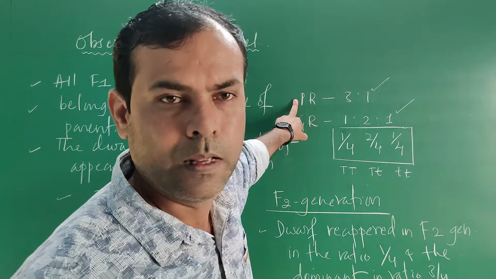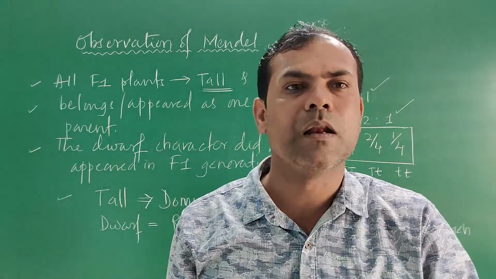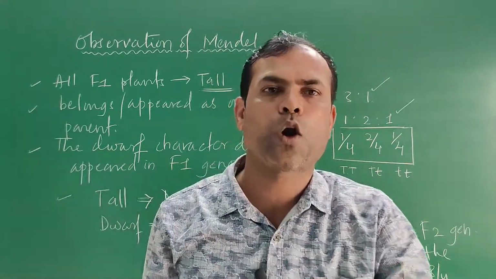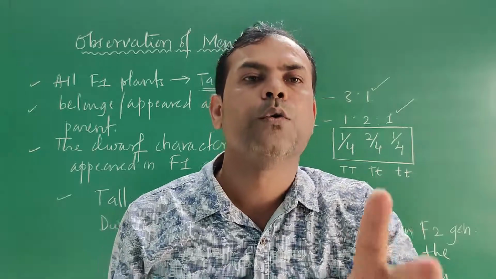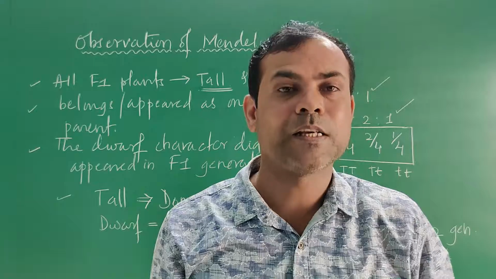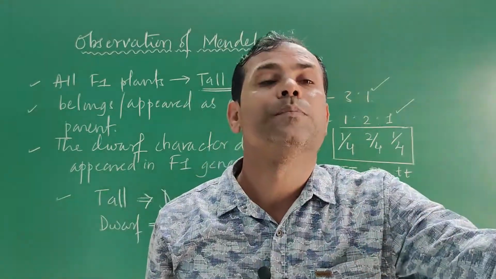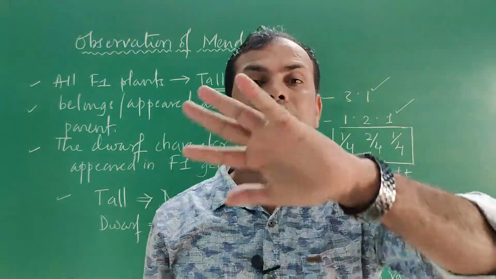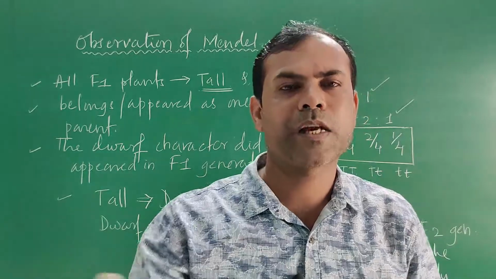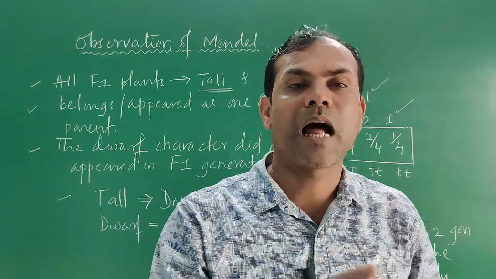Then after conducting monohybrid cross, Mendel used 2 characters. So he crossed 2 plants which differ in 2 pairs of characters. That is called dihybrid cross, and he crossed parents which differ in 3 pairs of characters, that is trihybrid cross. So in the next classes we will start with dihybrid cross and trihybrid cross.